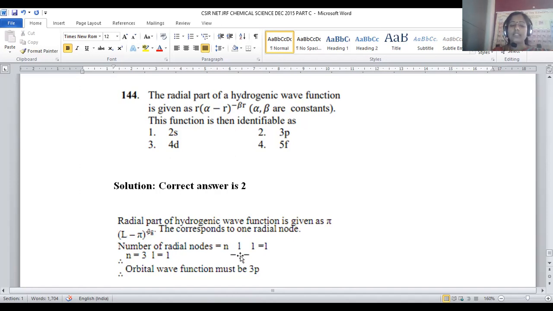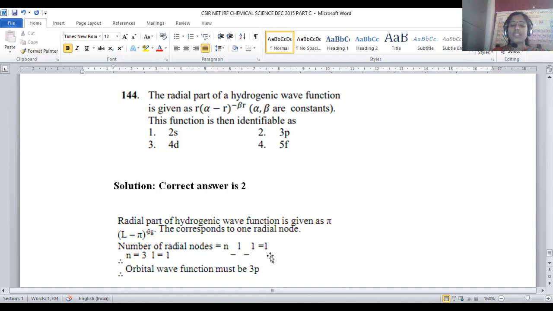3 minus L is 1. 3 minus 1, how much will it be? 2. 2 minus 1, how much will it be? 1. So we will get one radial node. Whatever problem was there is now clarified. N minus L minus 1 is the radial node prediction.